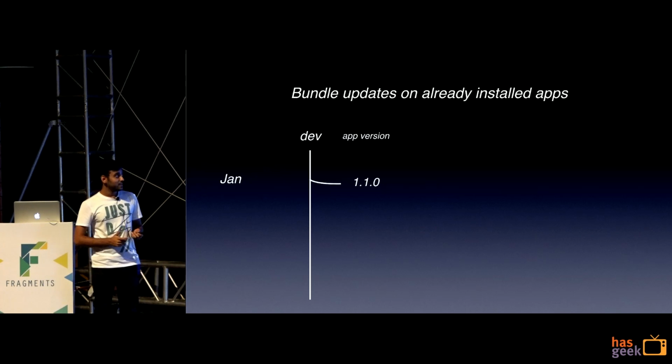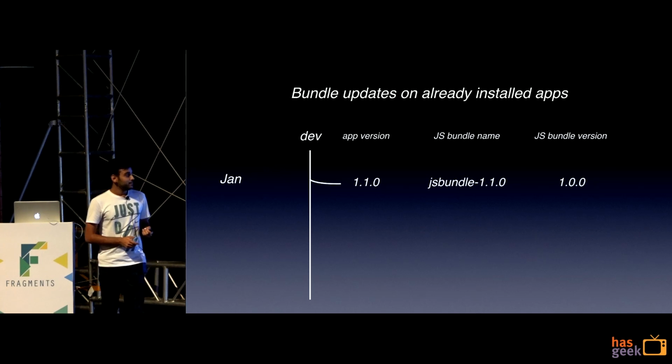And the way we name that JavaScript bundle is like JS bundle followed by the app version. That is the name of that bundle. And the version always starts with 1.0.0, the one that got packaged with the app. So why do we have this name and this version?